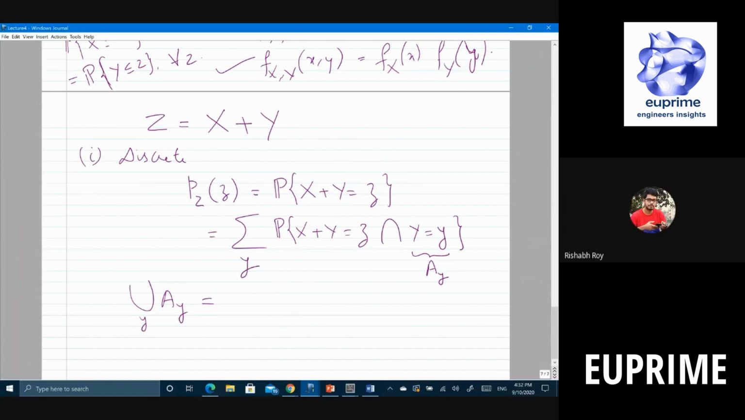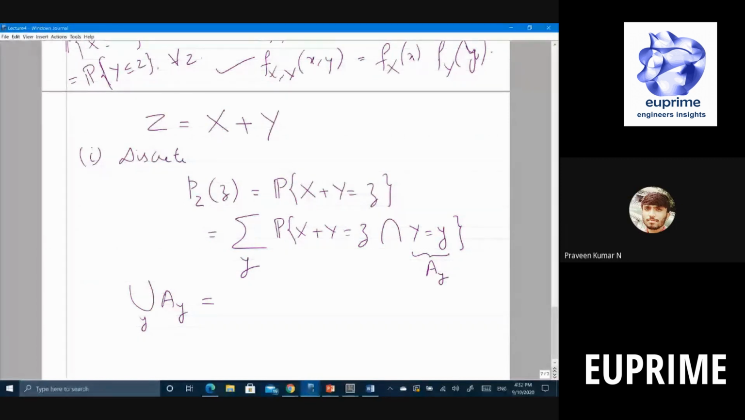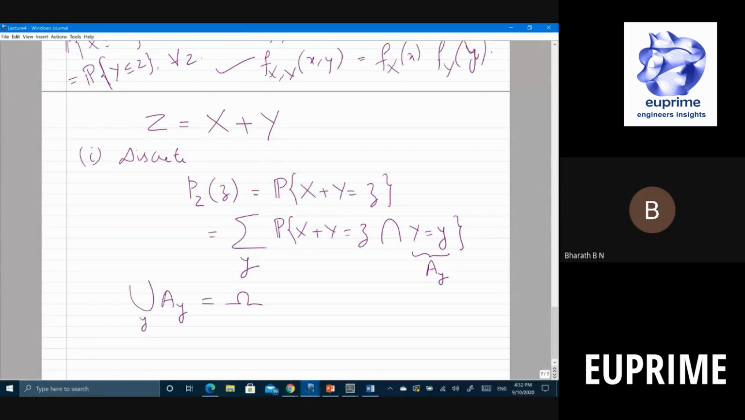So any omega belongs to at least one of the sets. What is that? The entire set. Entire natural numbers or integers? No, it's omega. Don't talk about integers. This is the sample space, so it is all those omega in omega. So it should be omega. Is that clear, Sumit? You asked this, right? Is this clear?